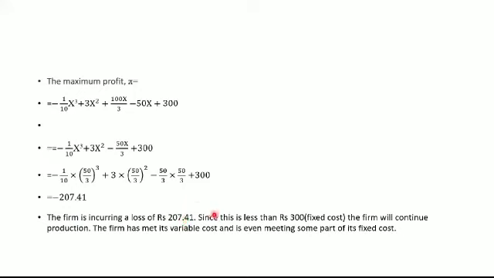If it doesn't produce, its loss is the fixed cost, 300. If it produces, the loss is only 207.41. That means it is able to meet its variable cost as well as a part of the fixed cost. So the firm will continue production. The firm has met its variable cost and is even meeting some part of its fixed cost.